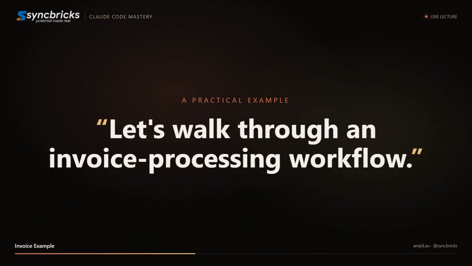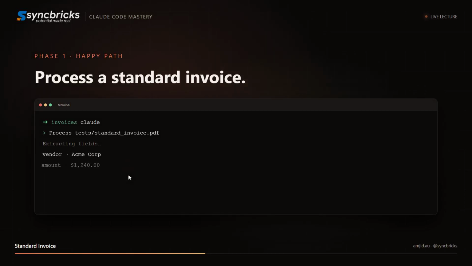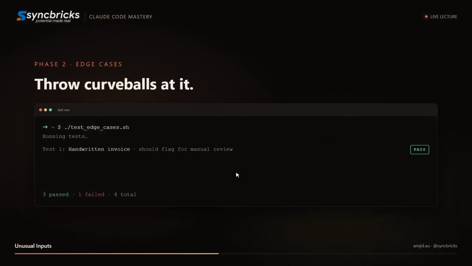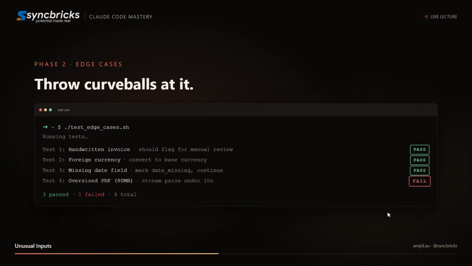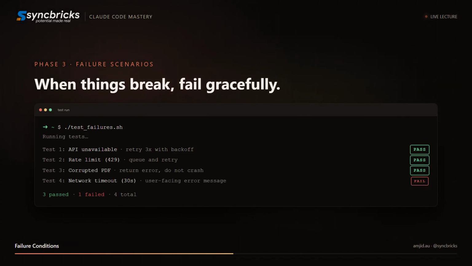Let us consider a practical example. If you are processing invoices, first test with a standard invoice and verify that all required fields are extracted correctly. Next, test with unusual cases such as handwritten invoices, foreign currency, or missing fields. Then test failure conditions such as corrupted files or unavailable APIs. Ensure that the workflow does not crash and provides meaningful responses.